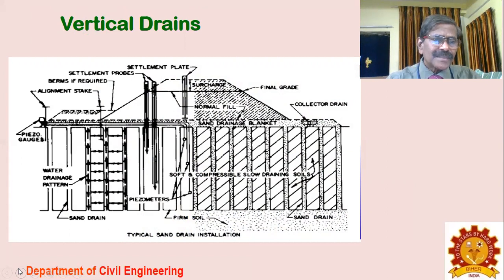So the water drainage pattern will be horizontal to the vertical drains, and then through the vertical drains you can pump out the water. Then you have the piezometers, then the compression, slow drains, soft compression, the normal fill, the sand drainage blanket. You remove the sand, then you can remove the water from the sand also. The figure is self-explanatory for the vertical drains.